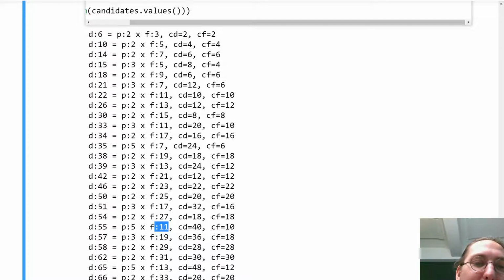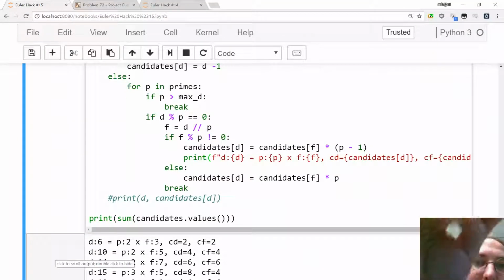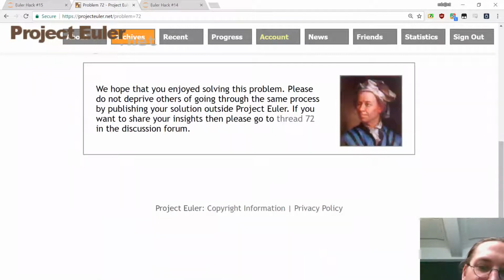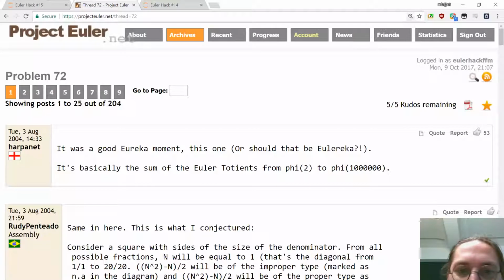Can we check a few other solutions, whether people have reduced this formula? Sure. Let's see what's online. Ah, here it is. I was always looking for the link to this thread. Apparently, it's hidden in the text. The sum of the Euler totients, yeah, of course. It's basically the sum of the Euler totients from phi to phi of a million.